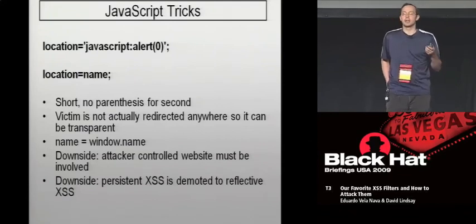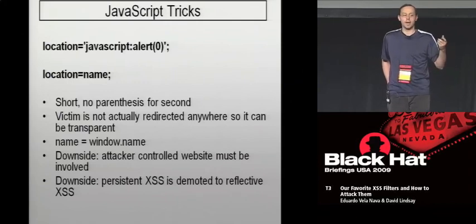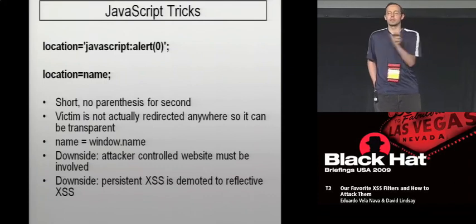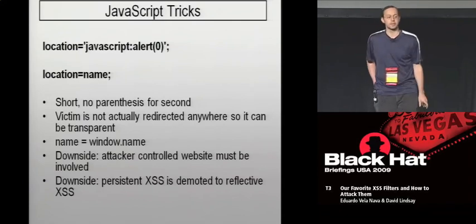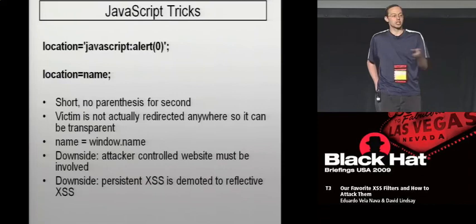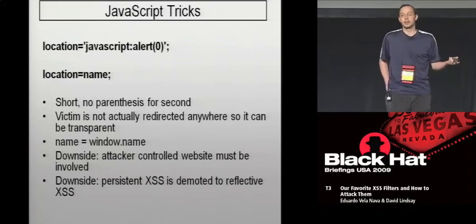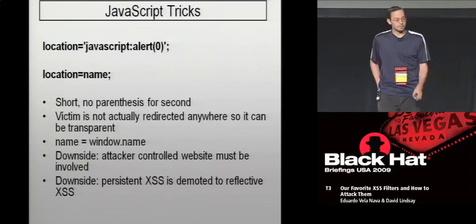On the malicious attacker's website, evilwebsite.com, the attacker would have an iframe with name equals and then a bunch of JavaScript, and then source equals the vulnerable page that's vulnerable to cross-site scripting. Then the injection in that vulnerable page will just have to do something as simple as location equals name. And there you go, you have cross-site scripting. So that's a pretty cool trick that we'll see later on.